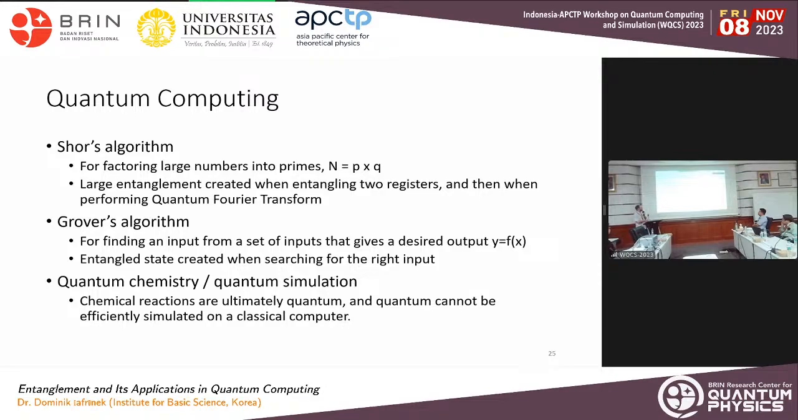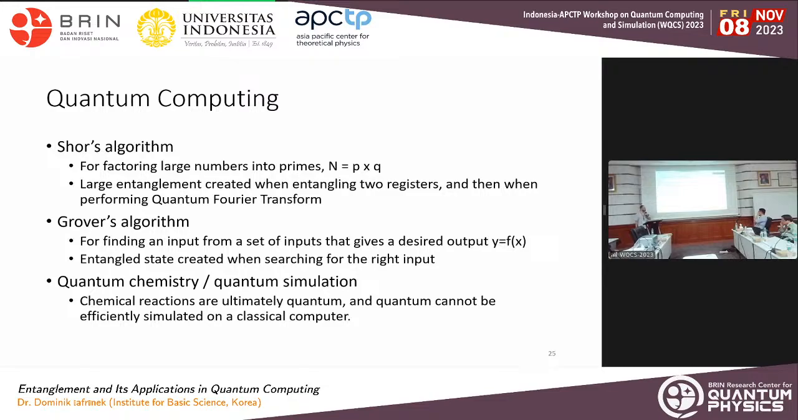And Grover's algorithm is for finding an input from a set of inputs that gives the exact output. So in Shor's algorithm, the question is: I have a big number and I want to find its factors. In Grover's, I have some function and I want to find an input x that gives me the exact output y. Entanglement is used in both cases. In Shor's algorithm, entanglement is created and then we perform a Fourier transform.